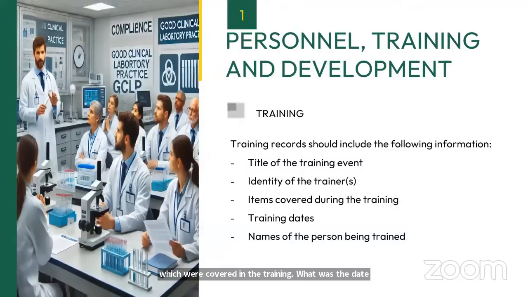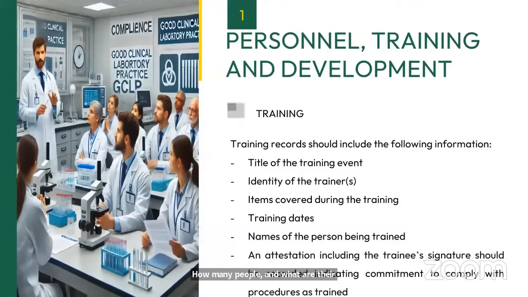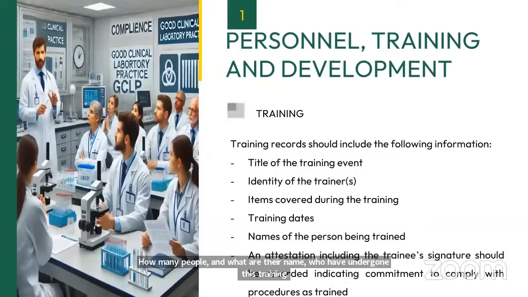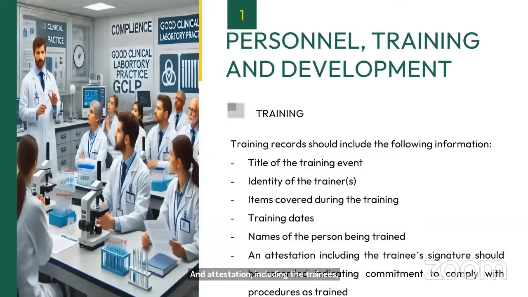So how many people and what are their names who have undergone this training? And attestation including the trainee's signature should be recorded, indicating the commitment to comply with the procedures and train as trained. So you should take their signatures. Whoever have been trained, you should take their signatures that now they will follow the training program or training guidelines which have been given to them.